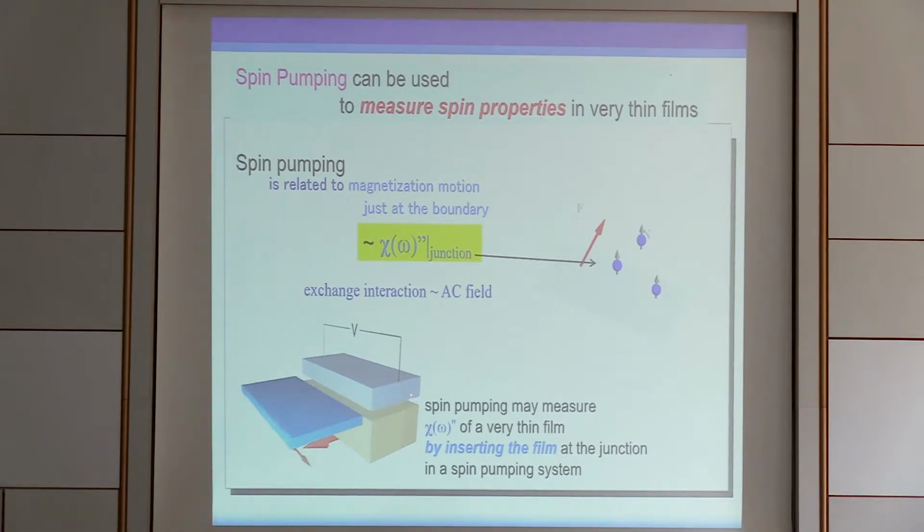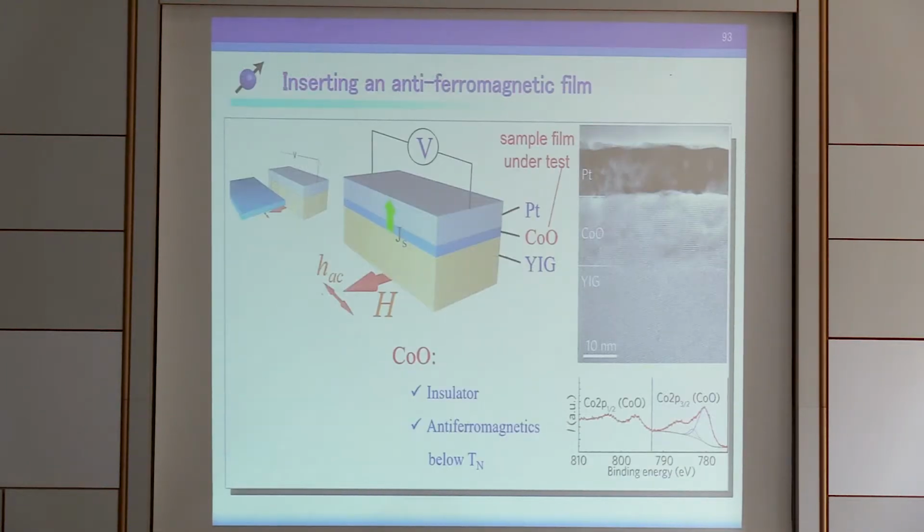So consider the YIG and metal, the very standard spin pumping system. When we insert the very thin film at the junction, we can measure the magnetic property of this material. So the first example is cobalt oxide. Cobalt oxide is known to exhibit antiferromagnetic order. And we made a three-layer sample, platinum, cobalt oxide, and YIG. This is a very thin layer. And we measure the spin current creation and the spin current measurement in this metallic layer.